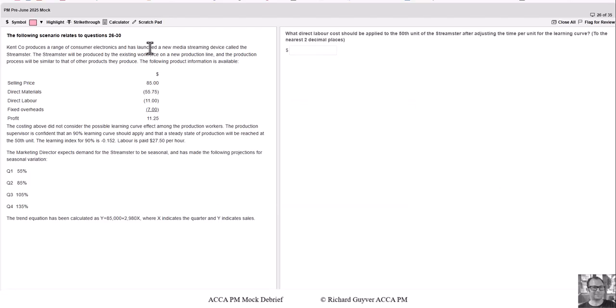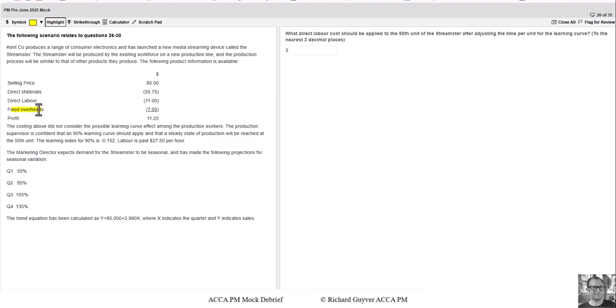So let's take a look at our narrative. Kent co-produces a range of consumer electronics and has launched a new media streaming device called the Streamster. The Streamster will be produced by the existing workforce on a new production line, and the production process will be similar to that of other products they produce. The following product information is available: product price, material and labour cost, fixed overheads, and profit.